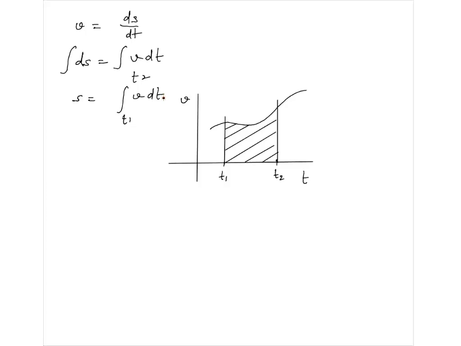Speed is roughly speaking distance upon time, or more correctly speaking ds by dt. So dimensionally speaking, it will be LT minus 1. Any questions? Let me know.